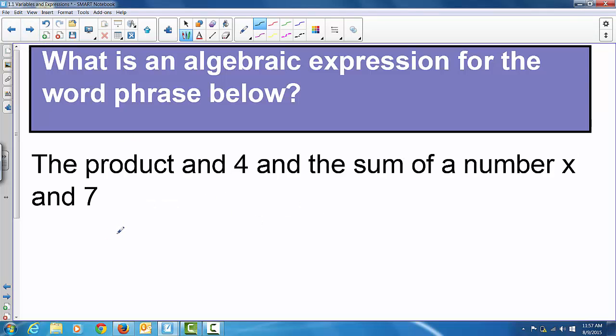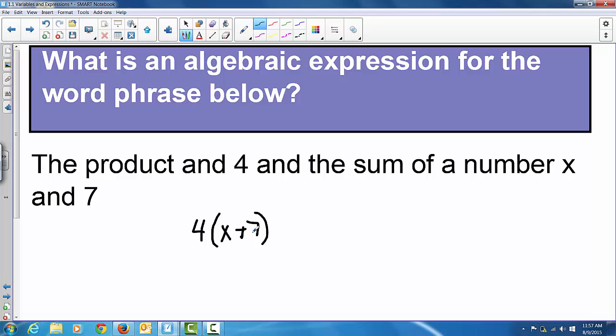What is an algebraic expression for the word phrase below? The product. Product means what operation? Product means multiplication. So we're going to go the product of 4 and the sum of. So you're going to be multiplying 4 times the sum of something. So we've got to put that sum in parentheses. The sum of a number, x, and 7.